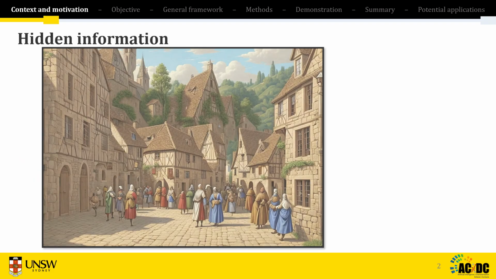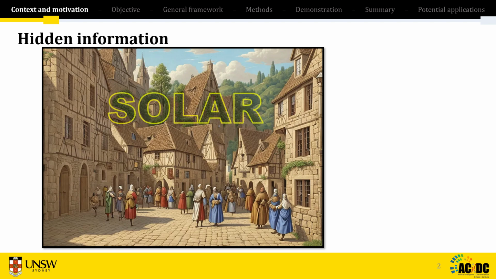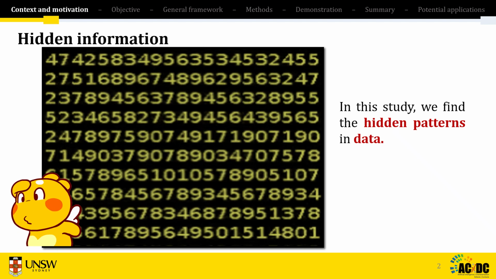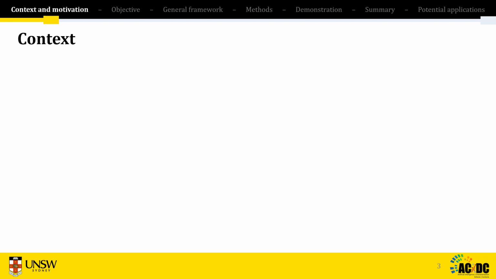So let's start with a challenge. Can you find the hidden message in this photo? Yes, it's solar. So in this study, we will take a similar approach, but instead of finding messages in images, we will find hidden patterns in data. So let's put some context into that.